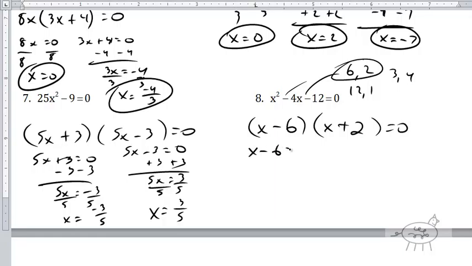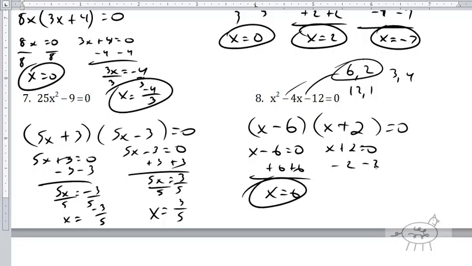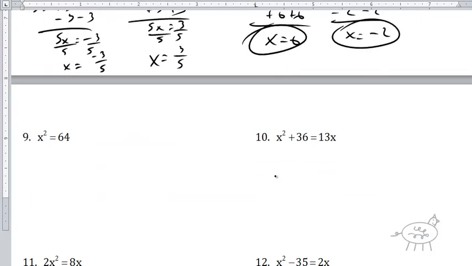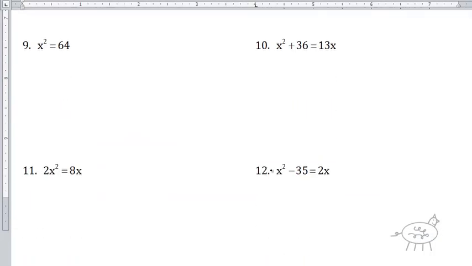So x minus 6 equals 0. x plus 2 equals 0. Add 6, x equals 6. And subtract 2, so you get x equals negative 2. Okay? Not bad.